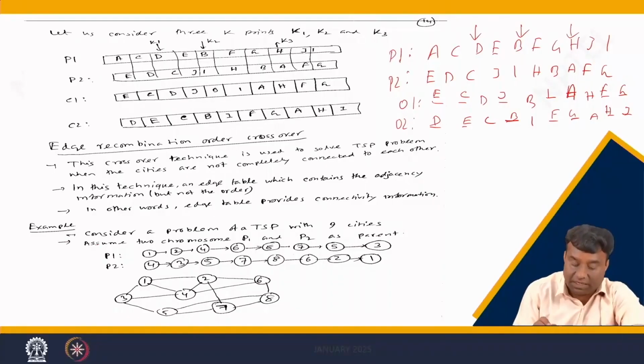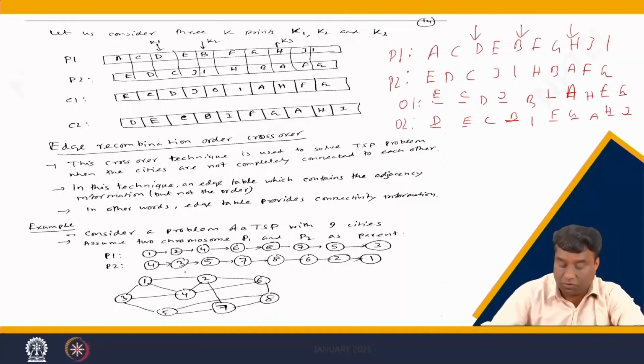So an example is to consider a TSP problem with 9 cities, that is 1, 2, 3, 4, 5, 6, 7, 8, 9. Assume two chromosomes P1 and P2 as parents. P1 is 1 to 2, 2 to 4, 4 to 6, 6 to 8, 8 to 7, 7 to 5, 5 to 3, and again 3 to 1. The other is 4 to 3, 3 to 5, 5 to 7, 7 to 8, 8 to 6, 6 to 2, 2 to 1 and 1 to 4.